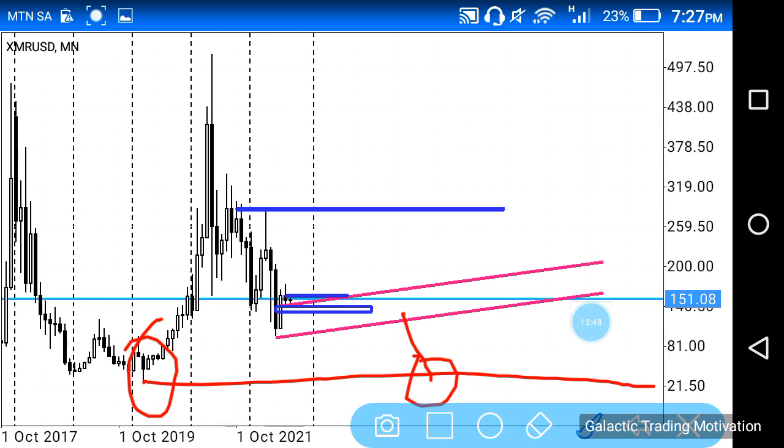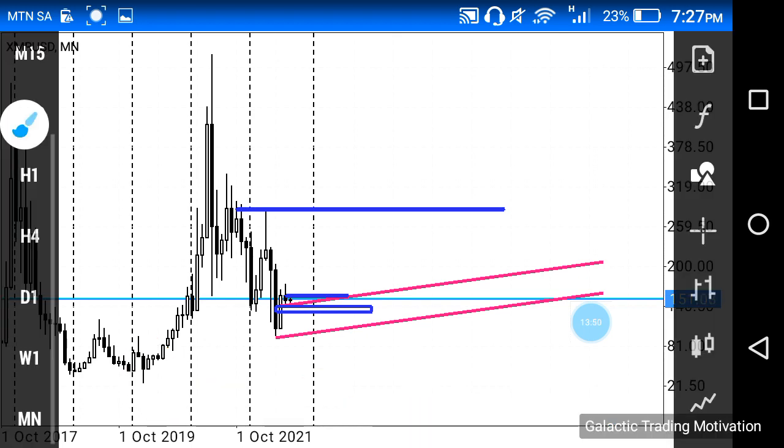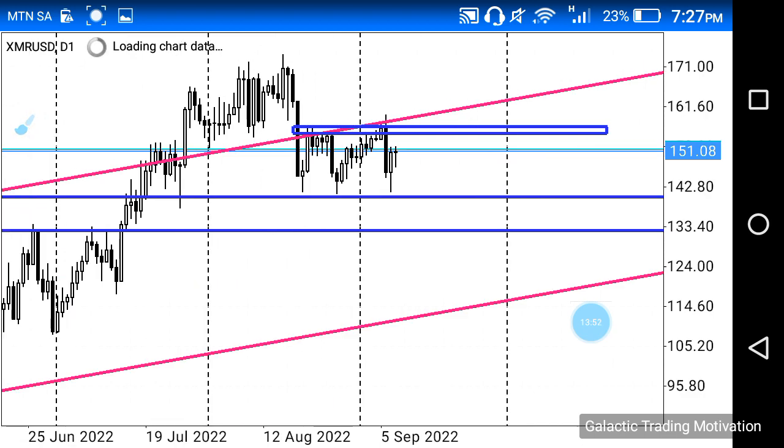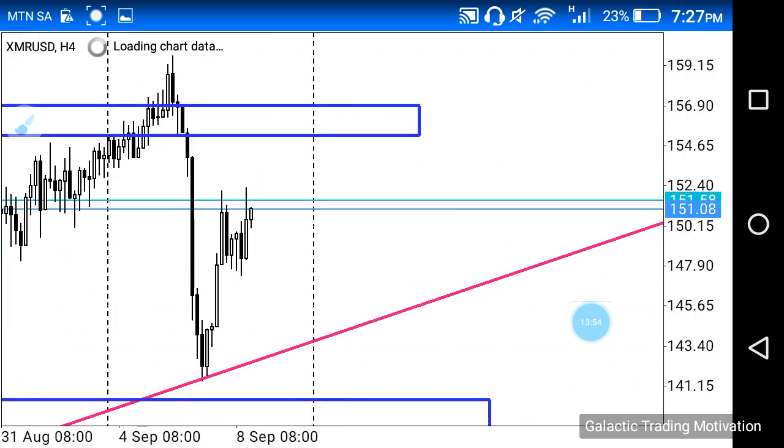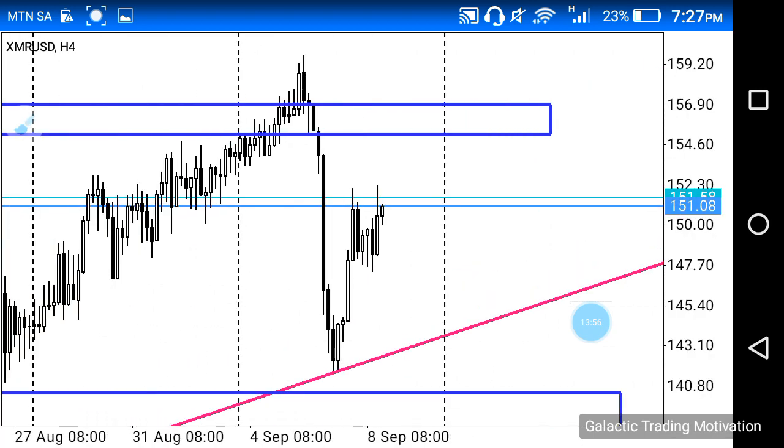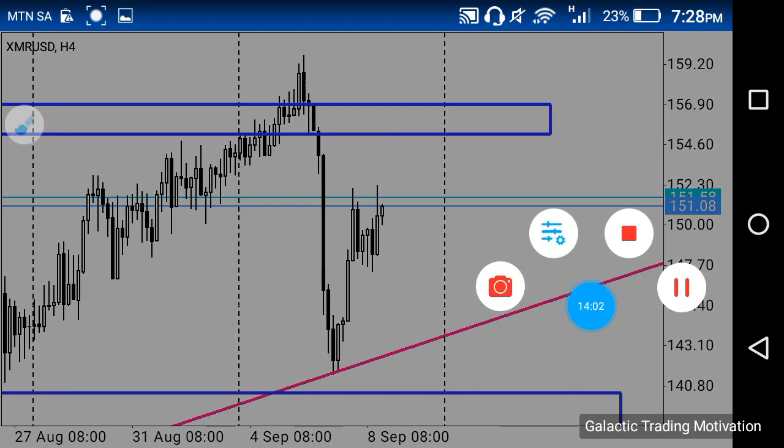But for now, my bias is to be looking for buying opportunities, but we just have to be careful and monitor the situation, especially the fundamental information, right? So that is it, guys, and as far as my analysis goes, I hope that makes sense, and peace out.